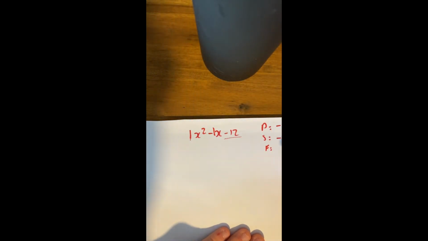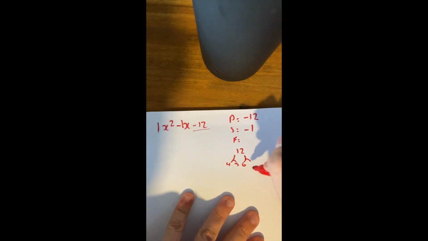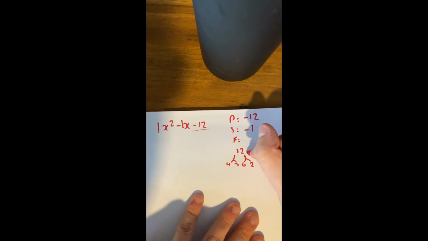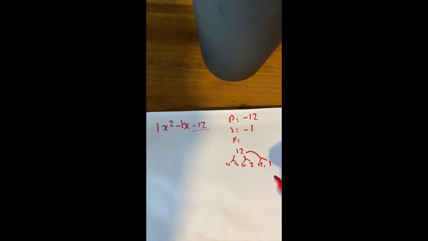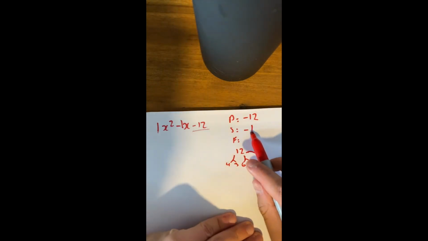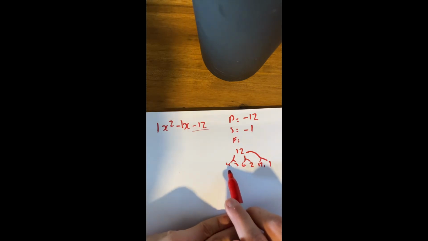And then if we write out the factors of 12, we have 4, 3, 6, 2, and then we also have 12 and 1. Now we need the two terms to have a common difference of 1, and as we can see here, that's going to be 4 and 3.